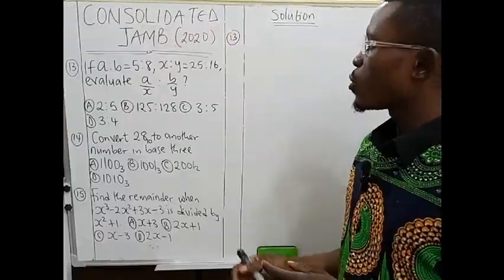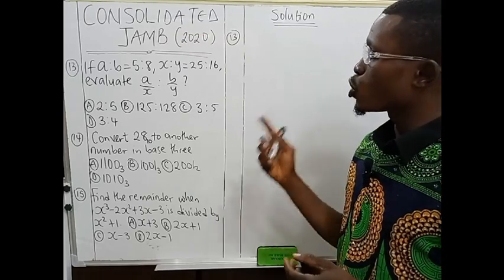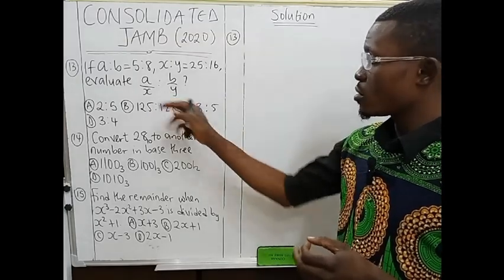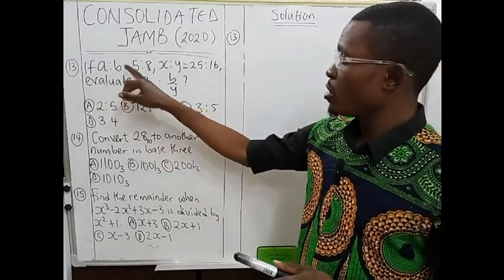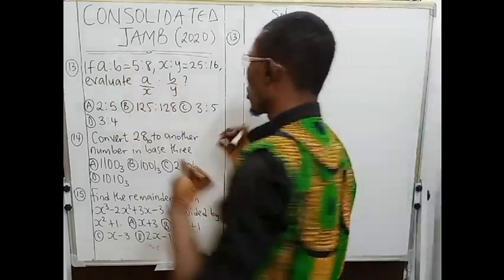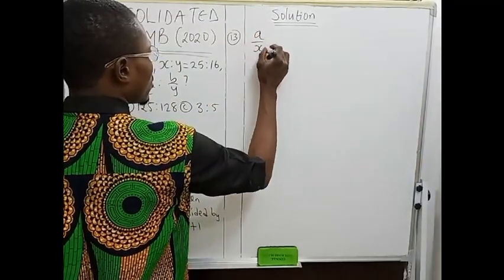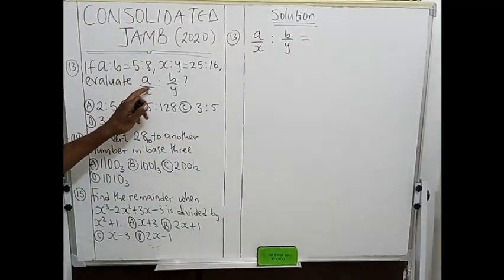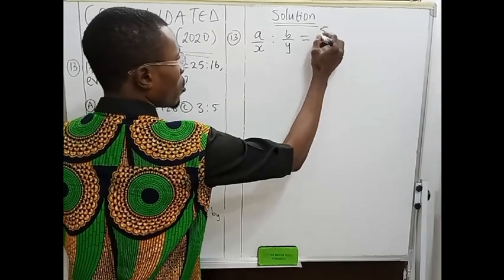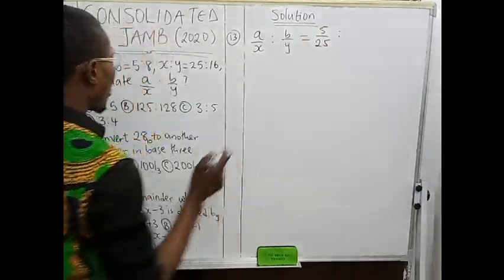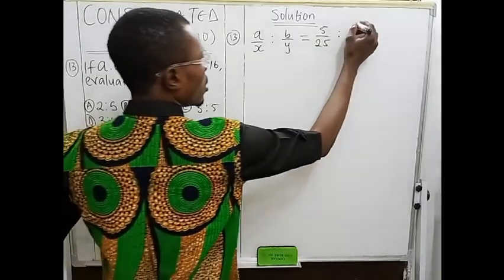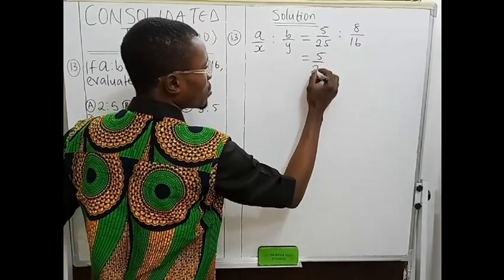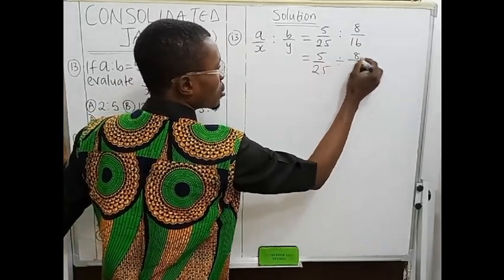Now we have question 13 to 15. 13 says if A ratio B equals 5 ratio 8, X ratio Y equals 25 ratio 16, evaluate this. We just need to obtain the values of A, X, B, Y, then substitute. So A over X ratio B over Y will be equal to what? Our A is 5, our X is 25. We have 5 over 25 ratio. Our B is 8, our Y is 16, 8 ratio over 16. And this implies 5 over 25 divided by 8 ratio 16.